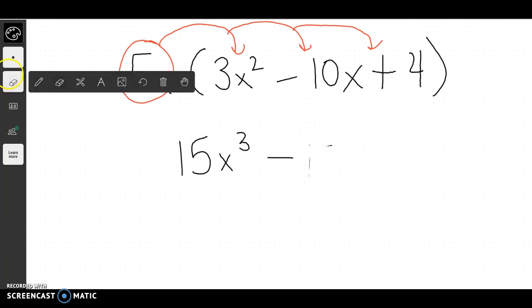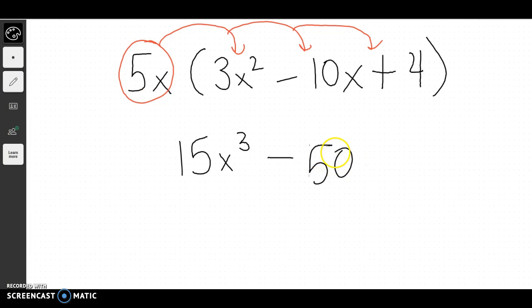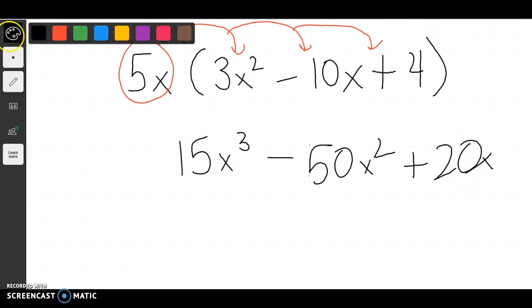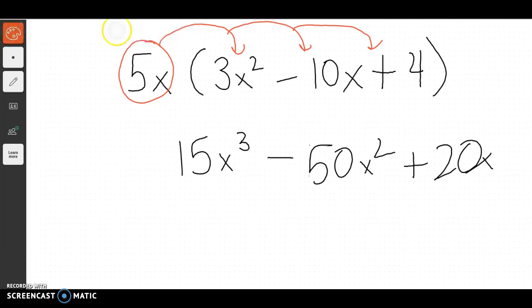whoa, I didn't do that right, 50x squared, and then plus 20x. So that's kind of what we would get if we distribute it over. And again, that process is called distribution. So that's what we did before.